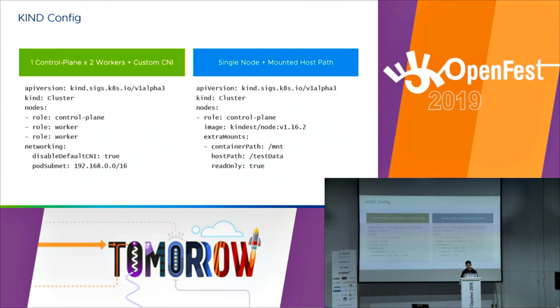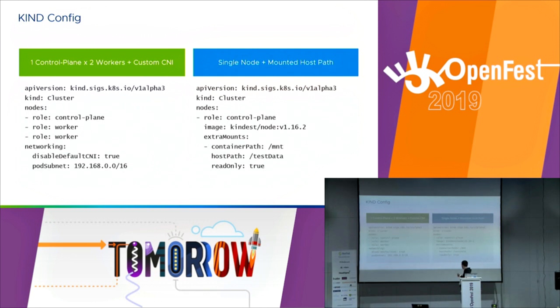But of course, kind is also developed by the Kubernetes testing community, so it has built-in functionality to create your own node images, and even to build Kubernetes from source and build these images from actual Kubernetes source code. So for example, if you have a local modified Kubernetes copy, you can use kind to create such images and test it as well.